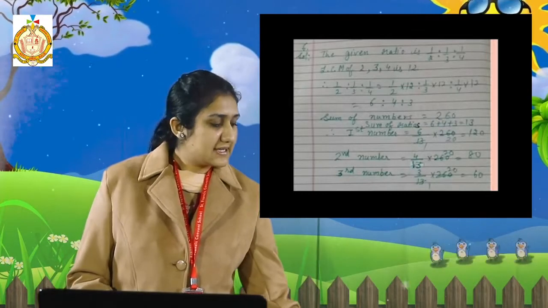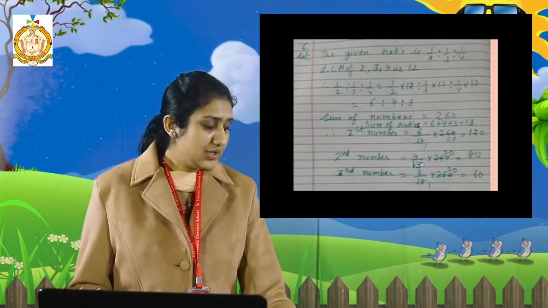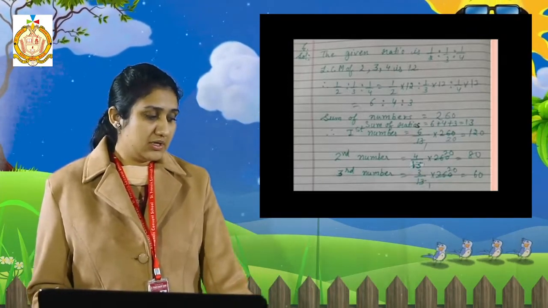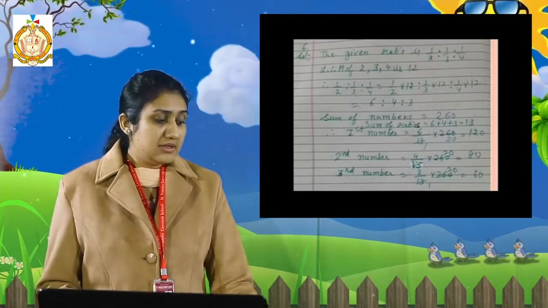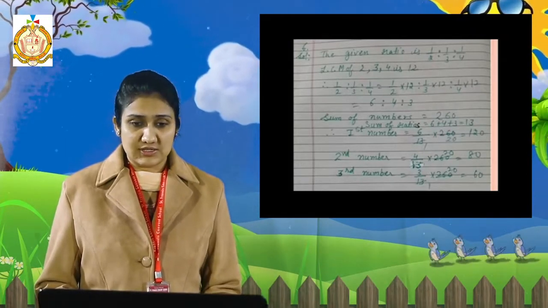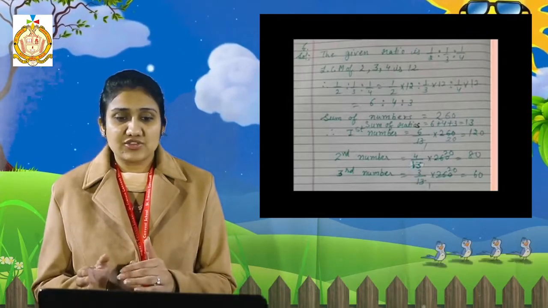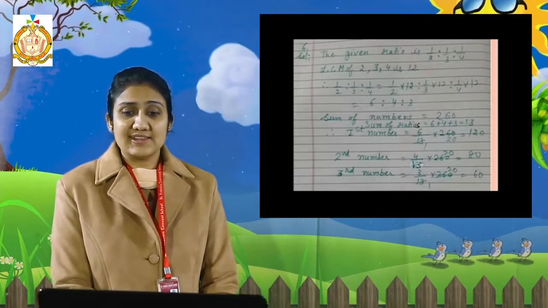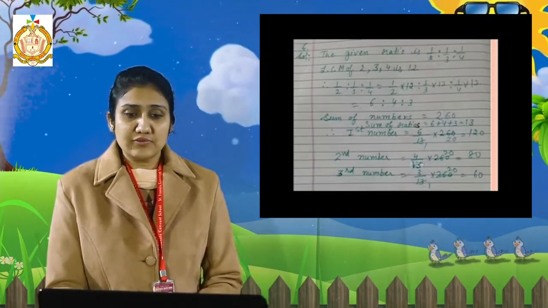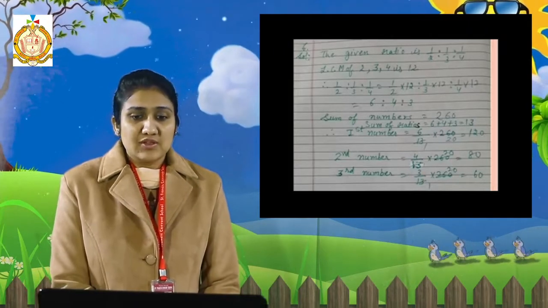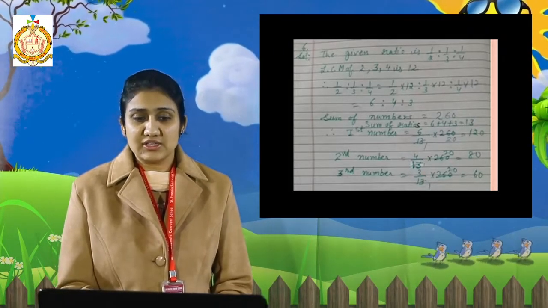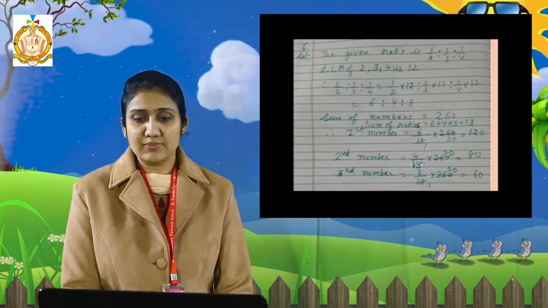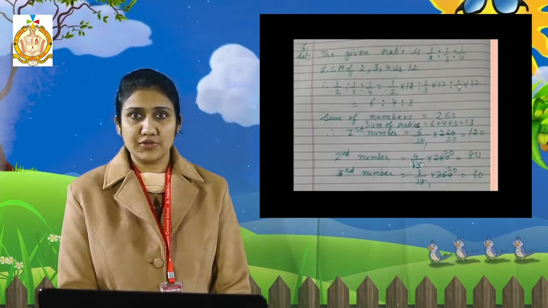Next, we shall do the sixth sum. In the sixth sum, there are three numbers in the ratio 1/2, 1/3, 1/4. We have to find the numbers if the sum of the numbers is 260. These ratios are in fractions, so firstly we will convert them into a simple whole number ratio. For this, take the LCM of the denominators 2, 3 and 4. The LCM of these is 12. So multiplying 12 with each of these ratios, 1/2 into 12 is 6, 1/3 into 12 is 4, 1/4 into 12 is 3.